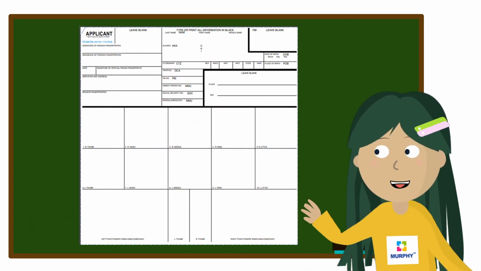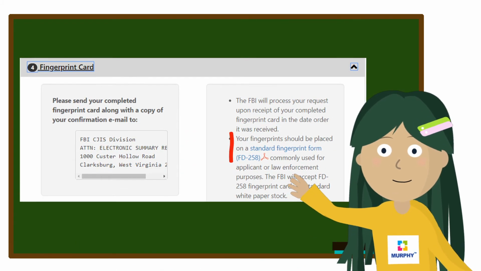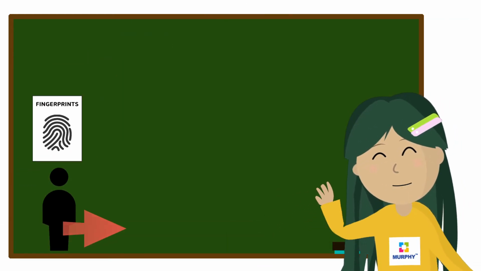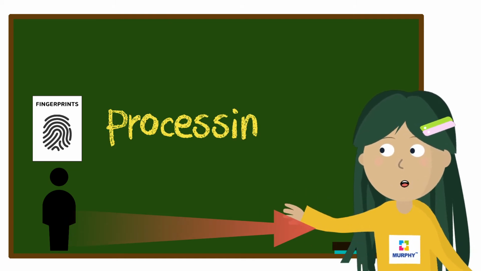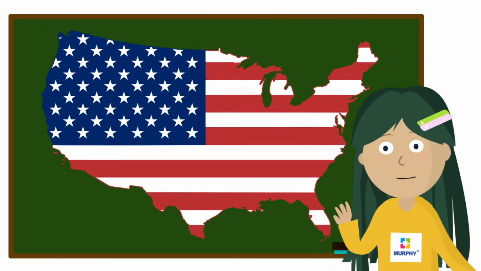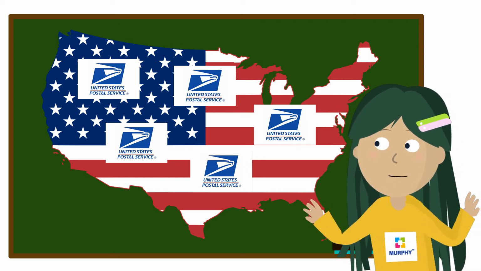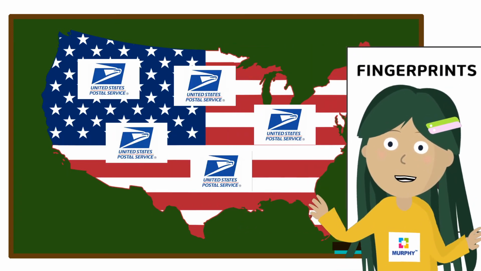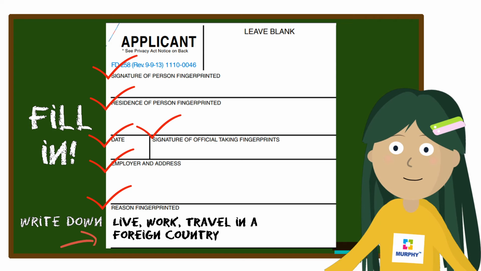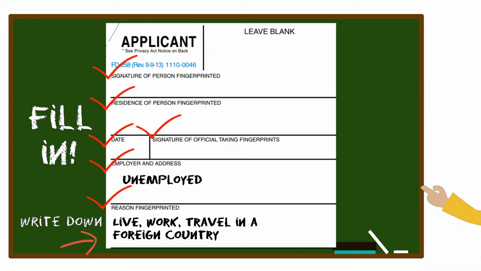You can download the standard fingerprint form in the below section or on your application page. The FBI will process your request upon receipt of your completed fingerprint card in the date order it was received. If you are located in the USA, you may visit a participating US Post Office location to submit your fingerprints electronically as part of your request. For employer and address, if you don't have any job, just write down unemployed.